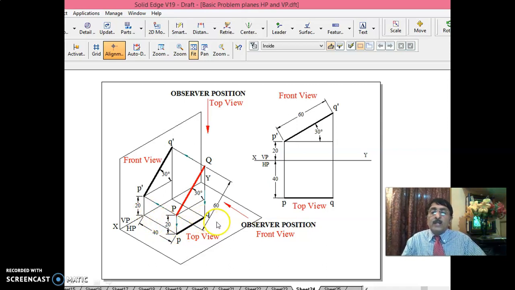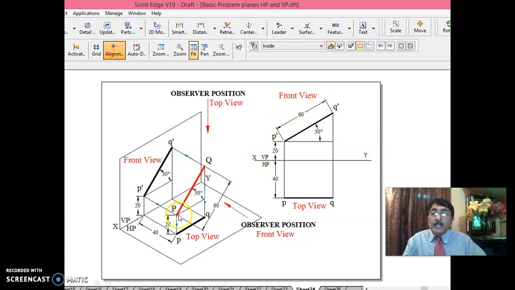Now, what you should know here is, if a line is parallel to VP, its true length, or actual length, is seen in VP. In case the line is parallel to HP, its actual length is seen on HP. Now, the line is parallel to VP. That is why its actual length is seen on VP. That is why this length is 60 mm. The same 60 mm line you draw in VP.